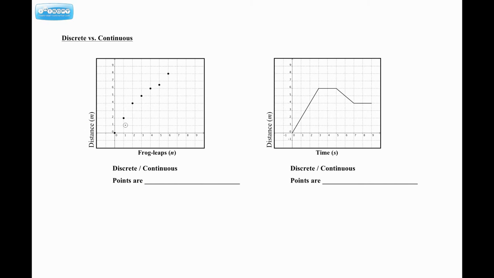Notice how these dots are not connected. And they shouldn't be, because if horizontally this represents how many times a frog jumps, it wouldn't make sense to plot a dot at 3.5. Frogs don't jump 3.5 times. They either jump once, twice, 3 times, 4 times. So they have to be whole numbers. So this is definitely a discrete relation, because the points are not connected, and they shouldn't be. If they were connected, the graph would not make sense. How do you jump half a time or a third of a time?